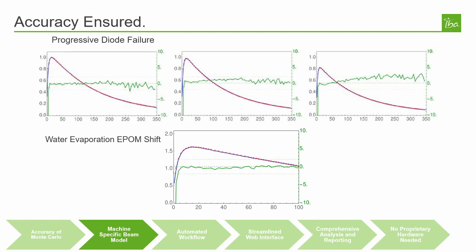Continuing on the subject of the beam data quality check, I'd like to share a couple of real-world examples of errors detected by this service which may persist undetected without a review of this type. The first example on the top of the slide shows the progressive failure of a diode across a day of measurements. As you look from left to right, you can see the rising error value indicated in green. In the second case on the bottom of the slide, you can see an example of where the water has evaporated from a water phantom, resulting in an error for the effective point of measurement.